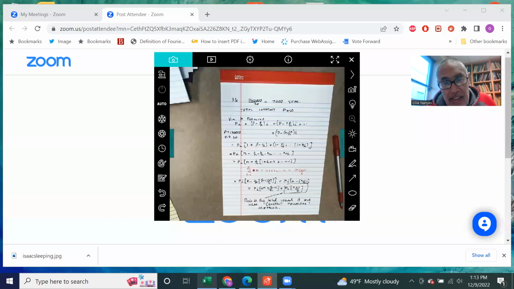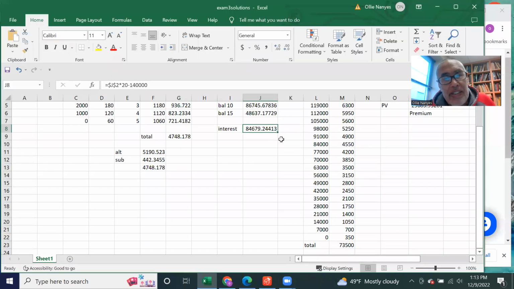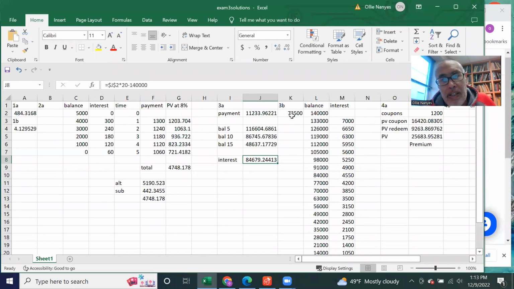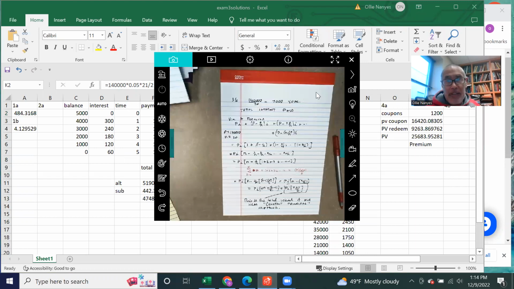And if you go on the spreadsheet, I just decided to go ahead and calculate that up here. And if you notice, in this case, PI is this times that. And then 21 is n plus 1 divided by 2. And it works. Okay. So that's that. That's 3B.